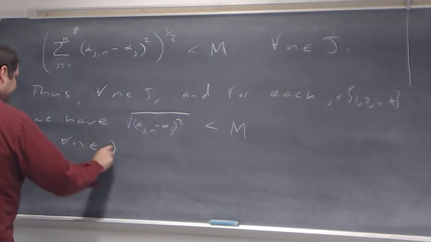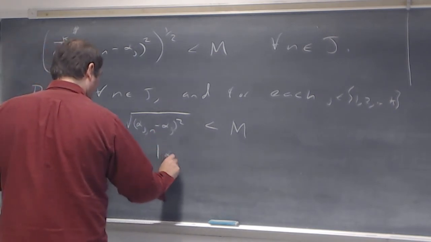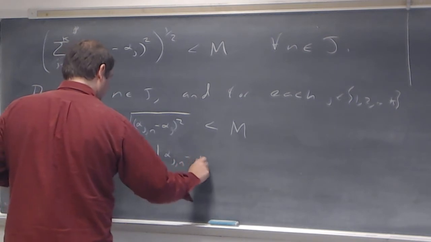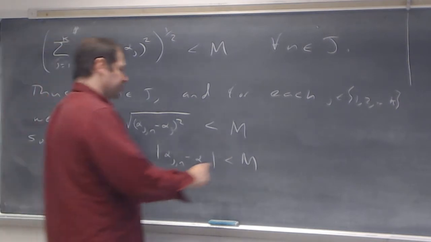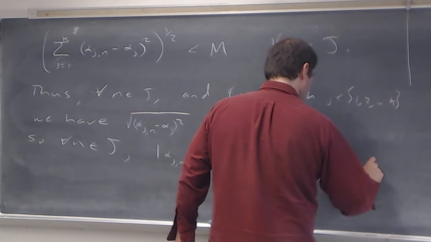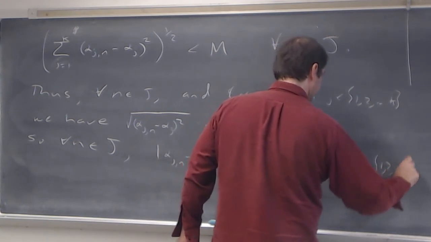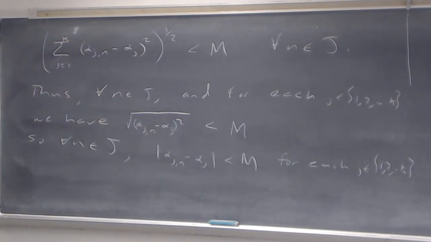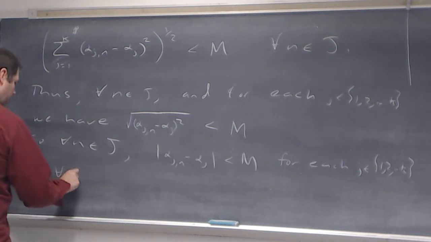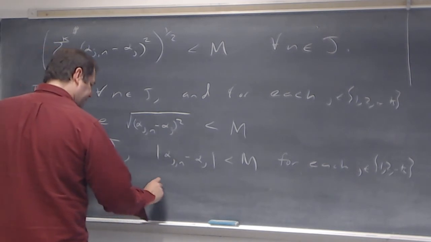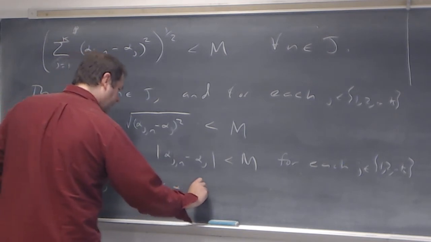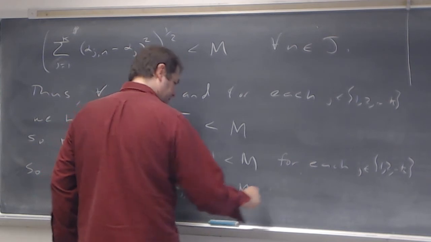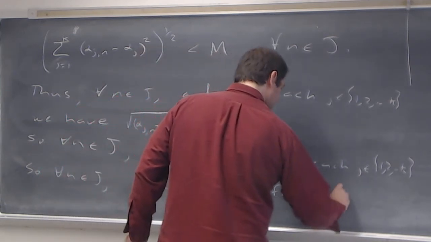So, for all n, the absolute value of alpha sub j,n minus alpha sub j is less than M. That's the absolute value, and that's true for each j in the set 1 up to k. So what this tells us is that minus M is less than alpha sub j,n minus alpha sub j, which is less than M, again for each j in this set.